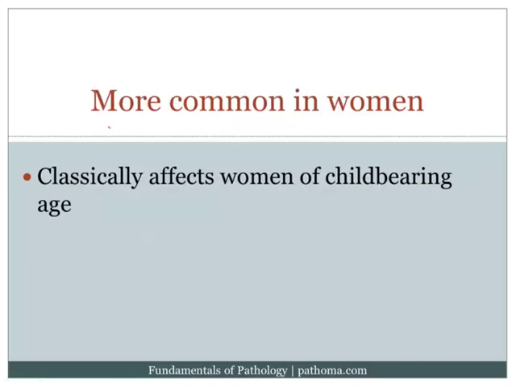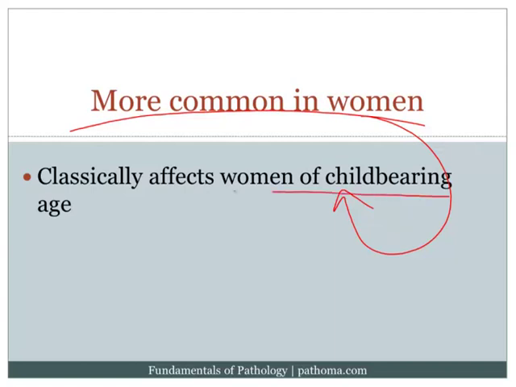A few more very quick principles. Autoimmune disorders tend to be more common in women. They classically will affect women of childbearing age. One theory here is that estrogen reduces the apoptosis of self-reactive B cells. Remember that self-reactive B cells will undergo apoptosis either in the bone marrow or in the periphery when they bind self-antigen. And so if you have estrogen and it blocks that apoptosis, that would increase the risk of autoimmunity. And of course, there's a lot of estrogen in women of childbearing age.